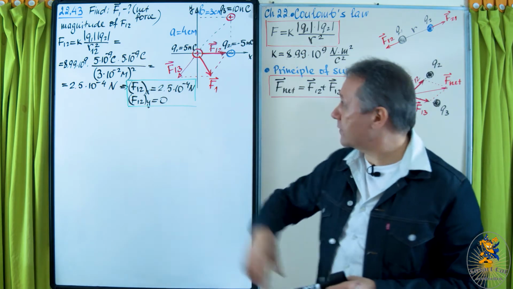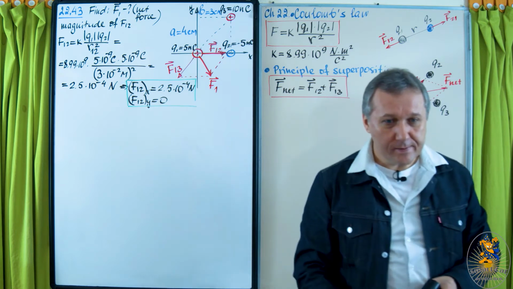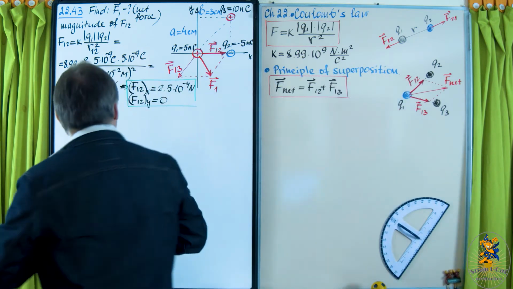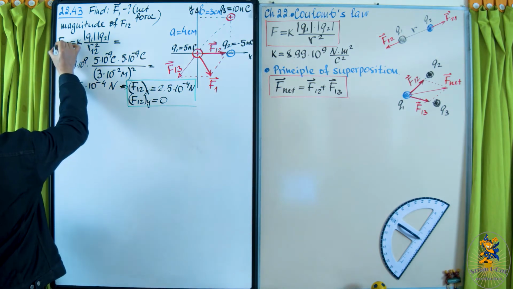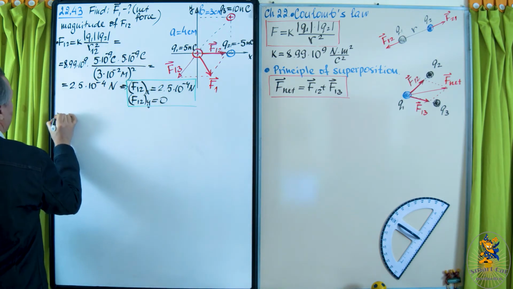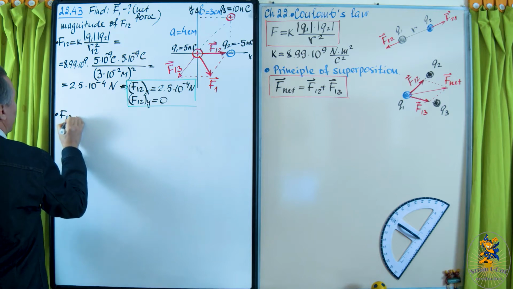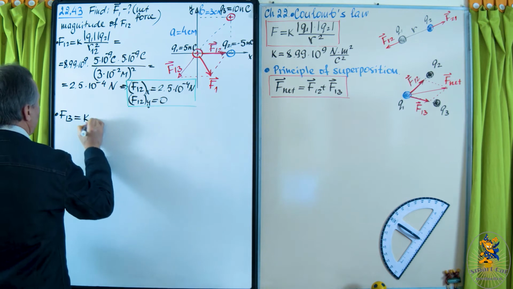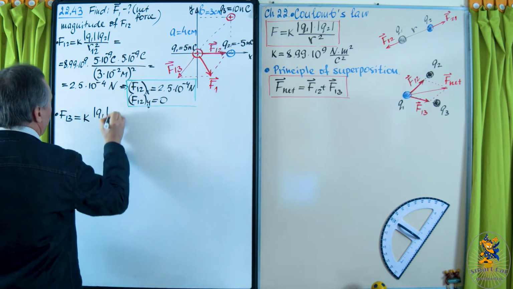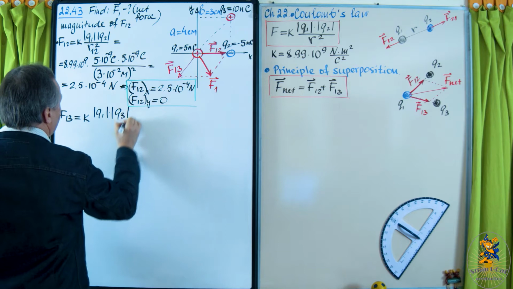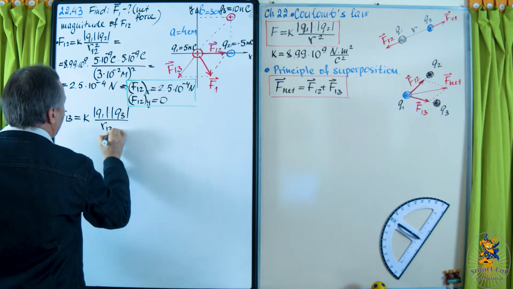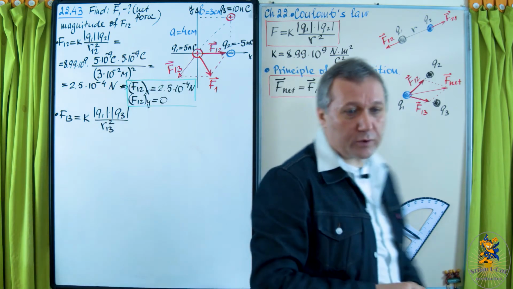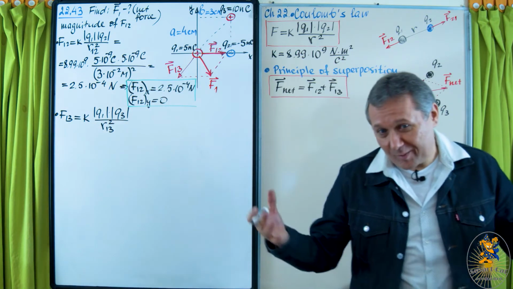Let's do the same for the second vector, F13. Again, guys, if you're getting lost somewhere, tell me immediately. Let me put here one bullet, here a small second bullet. So again, magnitude of F13 will be K, absolute value of Q1 times absolute value of Q3 divided by R13 squared. Direct application of Coulomb's law, because those are two point charges and we can apply it.